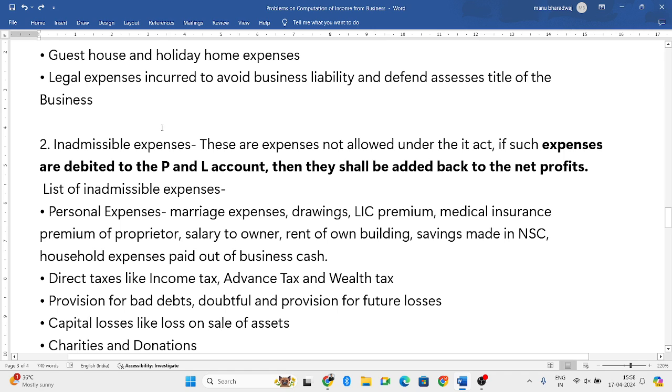So these expenses are not allowed under the IT Act, and you should not deduct those expenses from the gross profit. If you have deducted it, then you should add it back to your net profits. If it is debited in the P&L account, again you have to add it back. So let us see some of the inadmissible expenses.